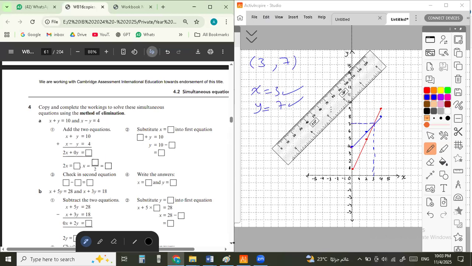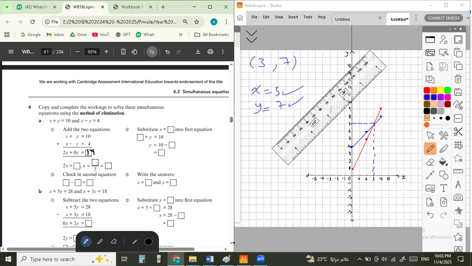Question 4. Now we're going to solve simultaneous equations using the method of elimination. I've got here x plus y equals 10, x minus y equals 4. Are they ready for elimination? Yes, mister, they are ready for elimination. You add them up, and then elimination happens to the y. x plus x is 2x, then 10 plus 4 is 14.